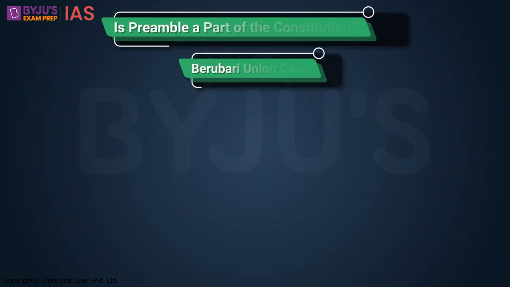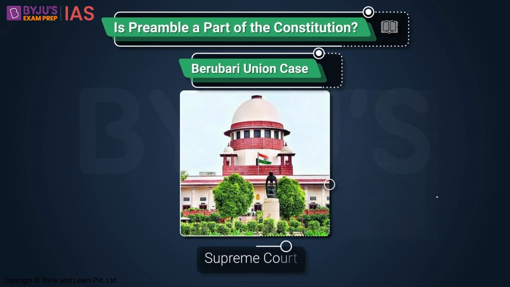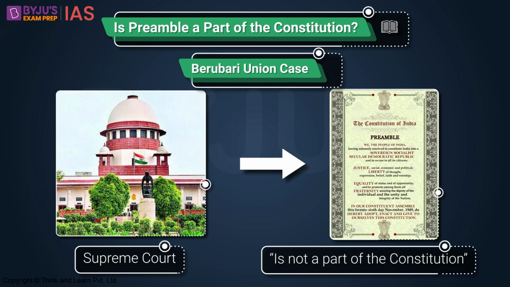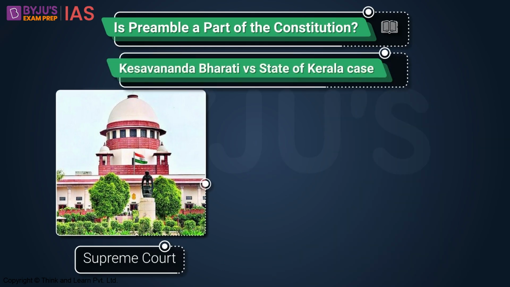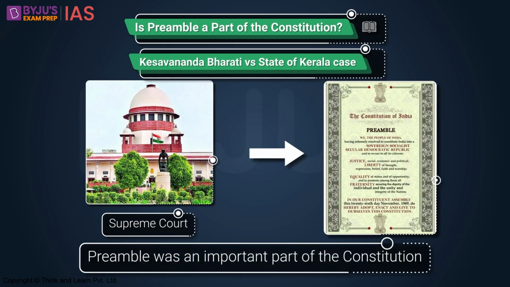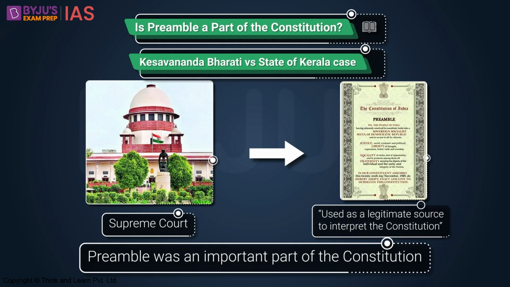In the Berubari Union case, the Supreme Court held the view that the preamble was not a part of the Constitution. But the Supreme Court in Keshavananda Bharti versus State of Kerala reversed its stand regarding the preamble. It said that the preamble was an important part of the Constitution and that it could be used as a legitimate source to interpret the Constitution.